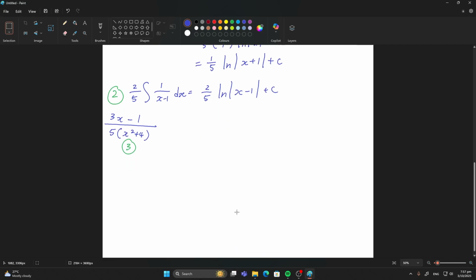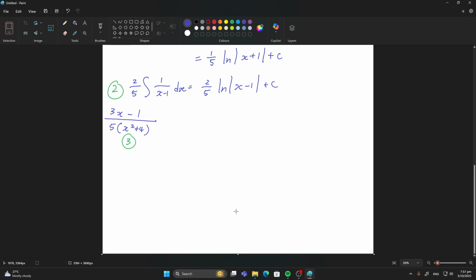Alright, sorry it's a bit messy and slanted. So for the last one, it's kind of weird. I don't really see any way that I can integrate it into ln because of the top, but I also can't see a clear pattern. So what I'm gonna do is separate out this thing first.